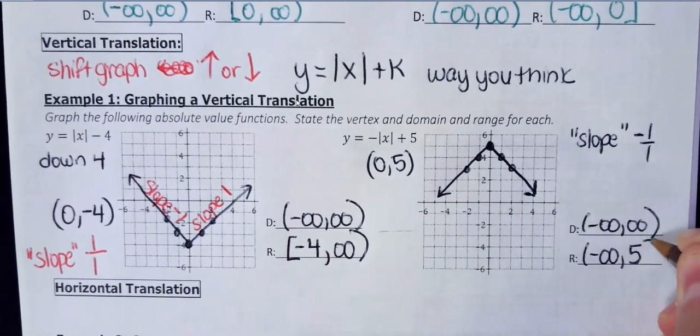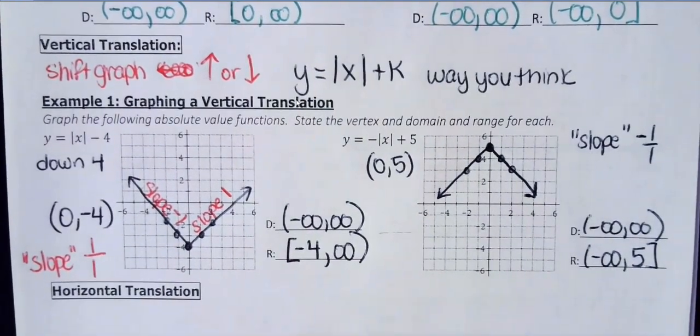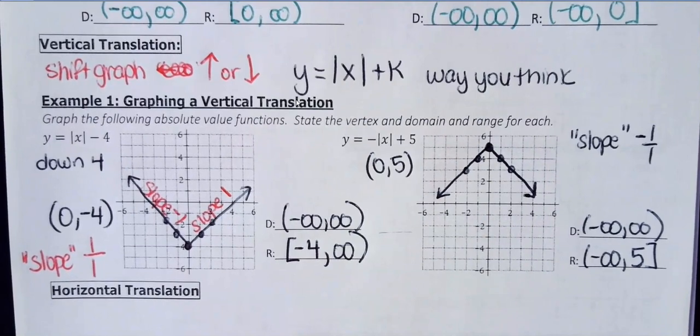Perfect. Goes down forever, so start your interval with negative infinity, stops at that vertex, which is at 5. It should just be the y-coordinate of the vertex.